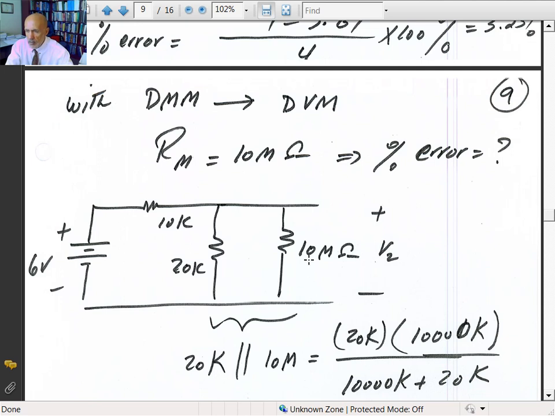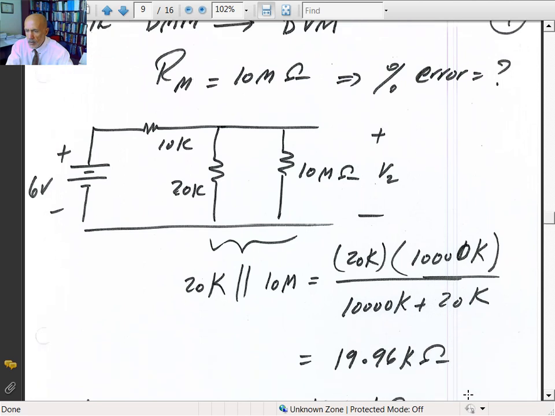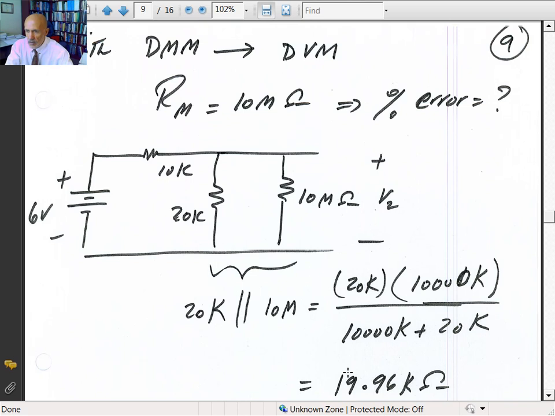20K, 10 mega is 10,000 kilo ohms. So make sure you have the same units. Divided by 10,000K plus 20K. So it'd be 20 times 10,000 divided by 10,020, that gives you 19.96. So with a large internal resistance in the voltmeter, you can see it has a very small effect on the resistance R2.